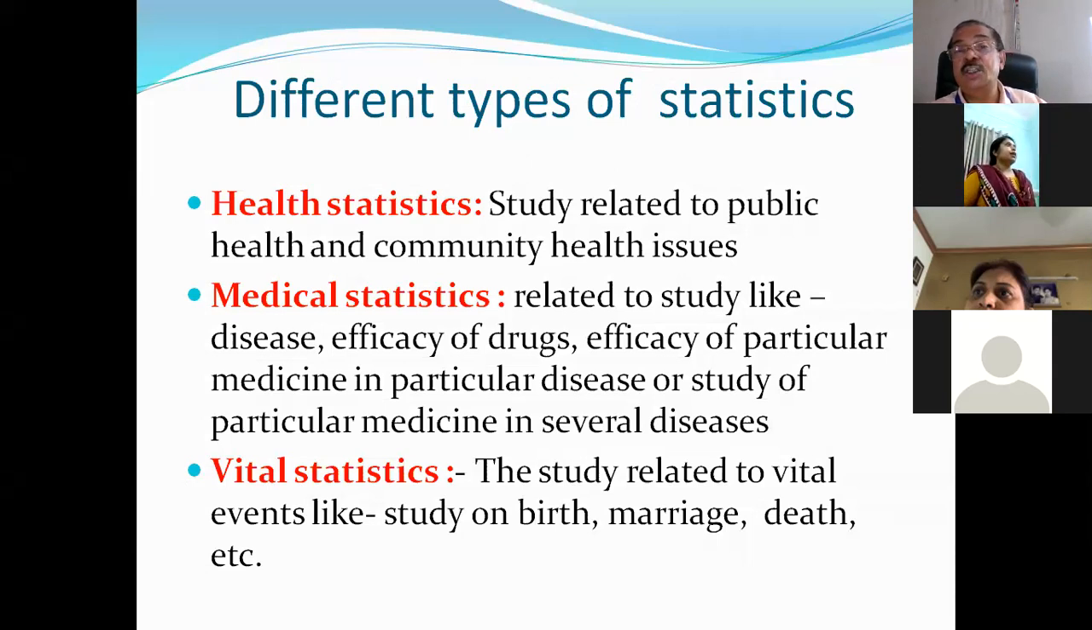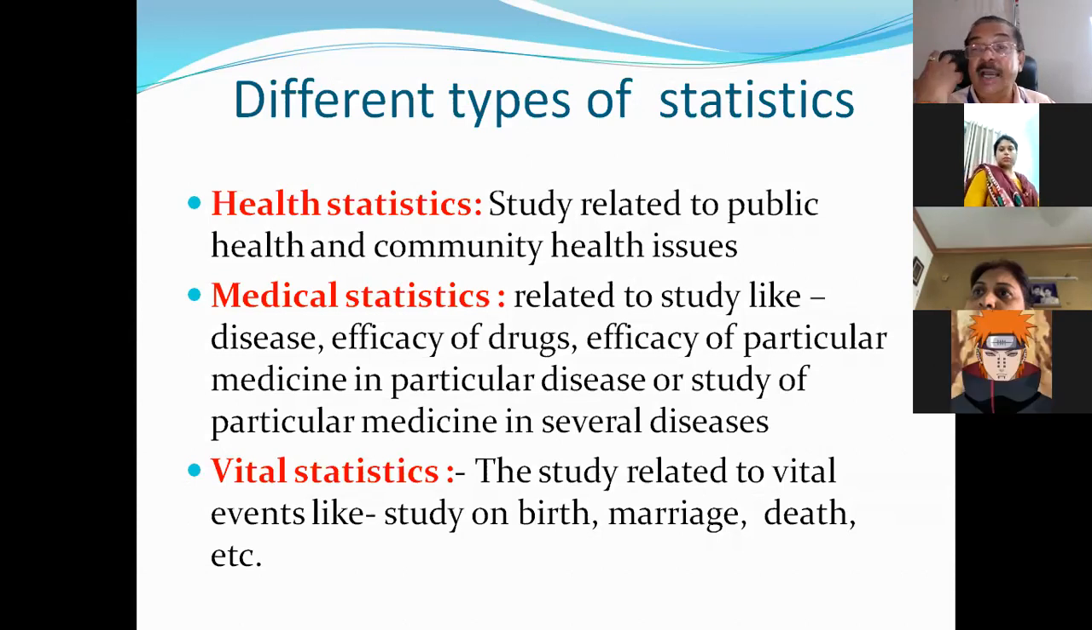And it is very much related to medical science, like a study of disease, efficacy of drugs, efficacy of a particular medicine in a particular disease, a study of a particular medicine in several diseases. It happens. You may be astonished right now. आपको आश्चर्य होगा कि एक दवा several में कैसे हो सकता है? But being a homeopath, you know and you understand that a single medicine can work in several types of diseases, like phosphorus, like arsenicum, like lycopodium. They are polycrest medicines, because we work on individualization.